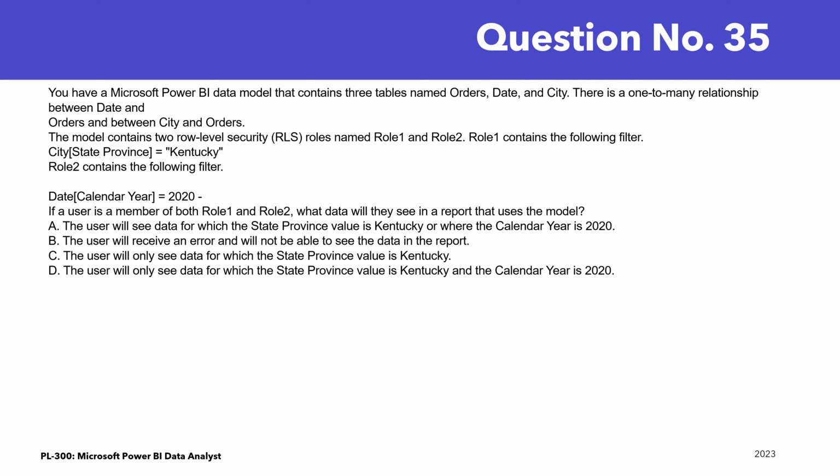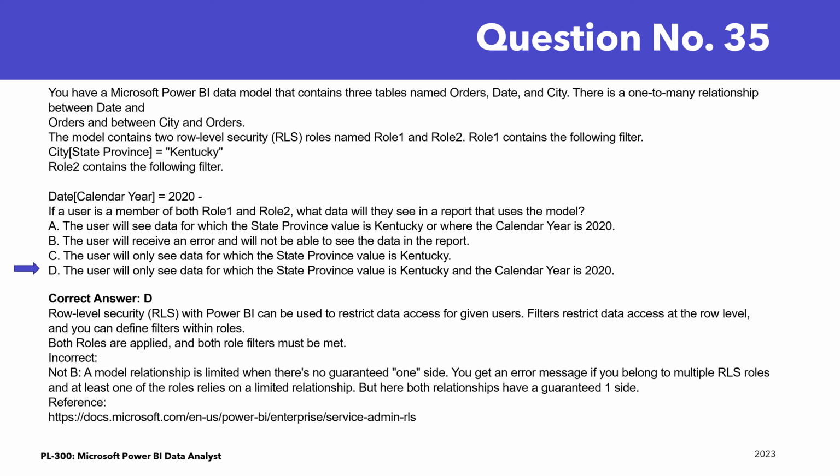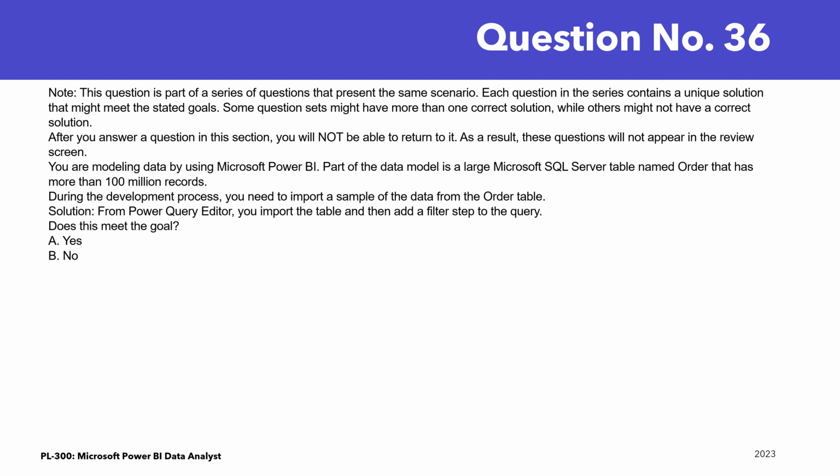If a user is a member of both Role 1 and Role 2, what data will they see in a report that uses the model? A. The user will see data for which the state province value is Kentucky or where the calendar year is 2020. B. The user will receive an error and will not be able to see the data in the report. C. The user will only see data for which the state province value is Kentucky. D. The user will only see data for which the state province value is Kentucky and the calendar year is 2020. Correct answer, D.